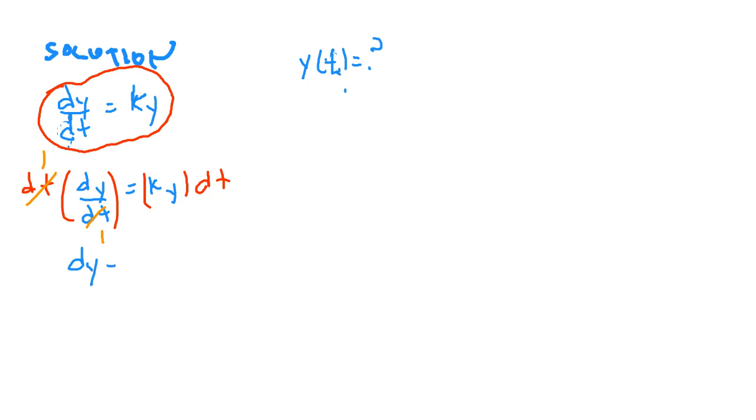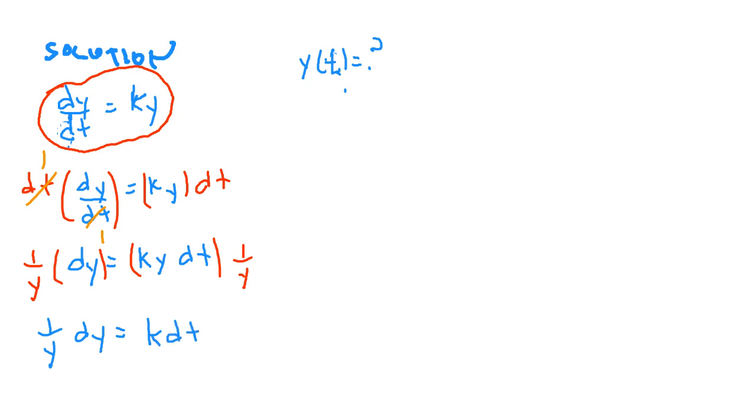So dy would equal k times y dt. And then I'm going to multiply both sides by 1 over y. So separating the variables, I want to get the y variable terms on one side and the t variable terms on the other side. So this means that 1 over y dy will equal, the y's cancel on the right side, k times dt. And now, of course, we're going to integrate both sides of the differential equation.